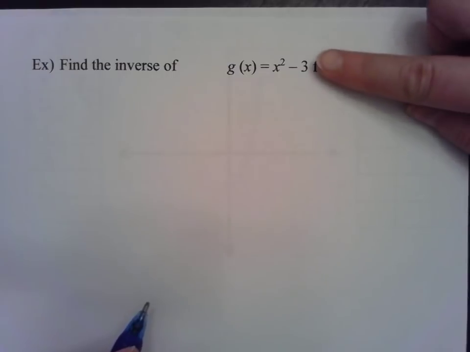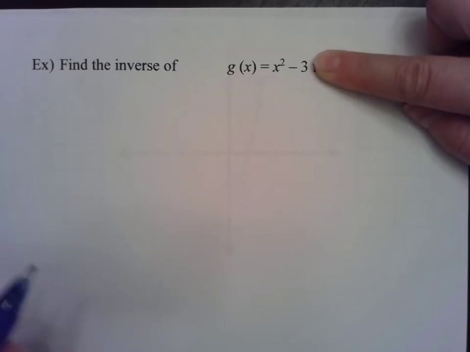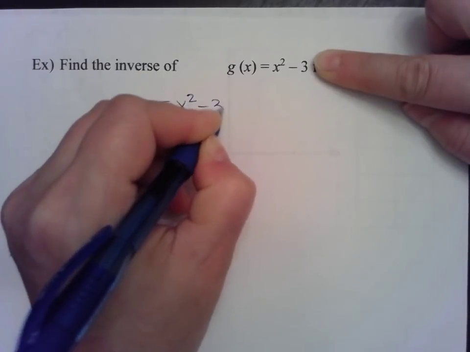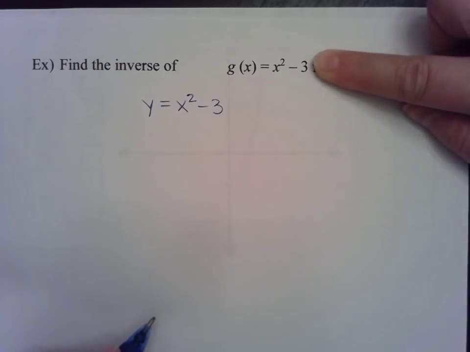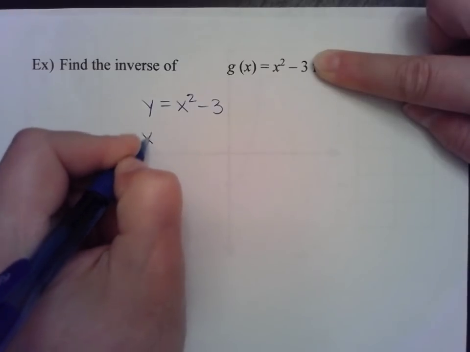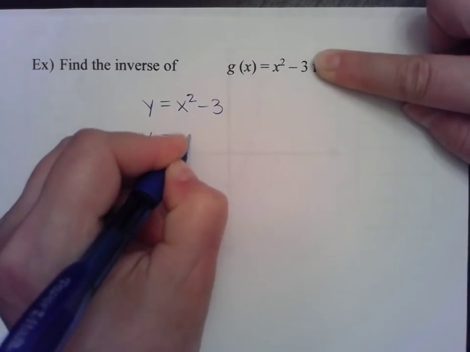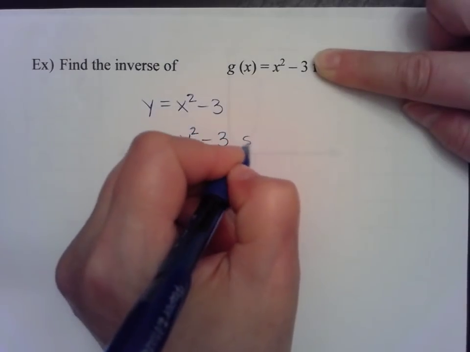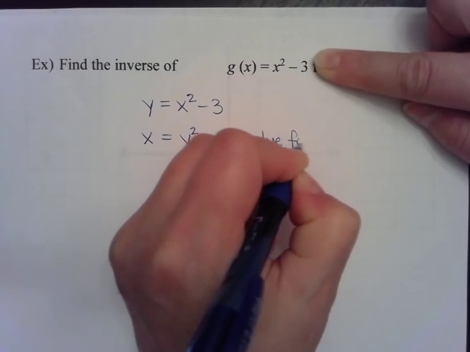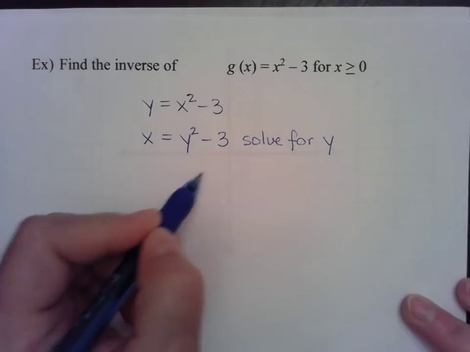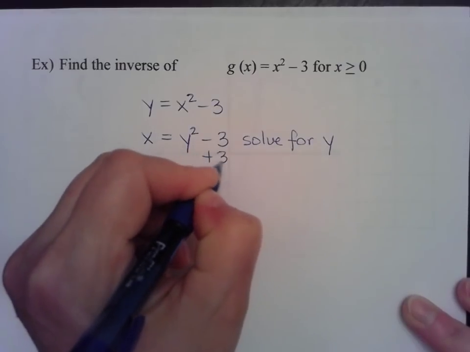In the beginning here, we're going to ignore this extra part and just do what we would normally do with the function. So I'm going to put in the y. And then I'm going to exchange x and y in the equation. Everywhere there's a y, I put an x. Everywhere there was an x, I put a y. And then I'm going to solve for y. For this particular example, that means I'm going to add 3 over to the other side.